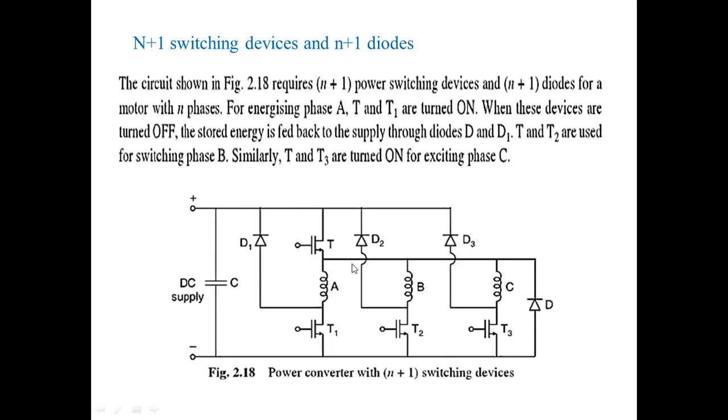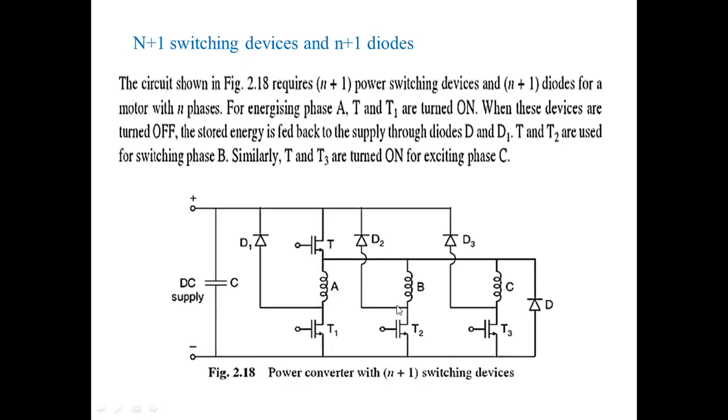Next, phase B is to be energized. When phase B is energized, the current moves through thyristor T and thyristor T2. Thyristor T and thyristor T2 are conducting. In the same way, whenever phase B is excited and the rotor is rotated, after excitation we have to de-energize phase B.